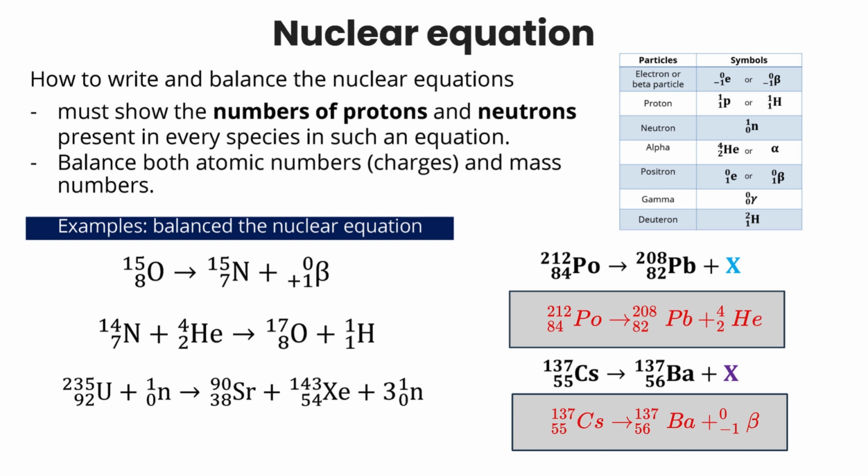Balanced. Okay. Now, atomic numbers. Polonium is 84. Lead is 82. Helium is 2. 82 plus 2 equals 84. Balanced again. See? Yeah, that works perfectly. It's consistent. Let's do beta decay.